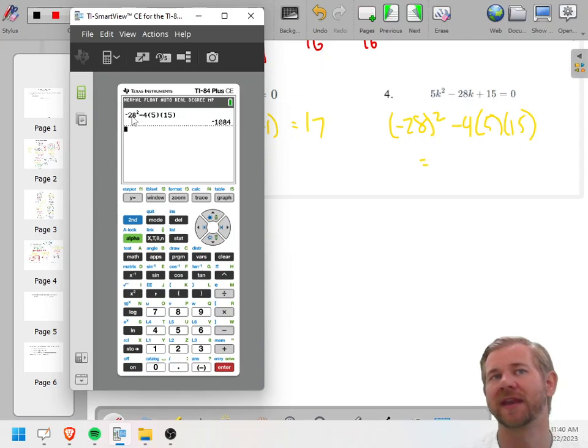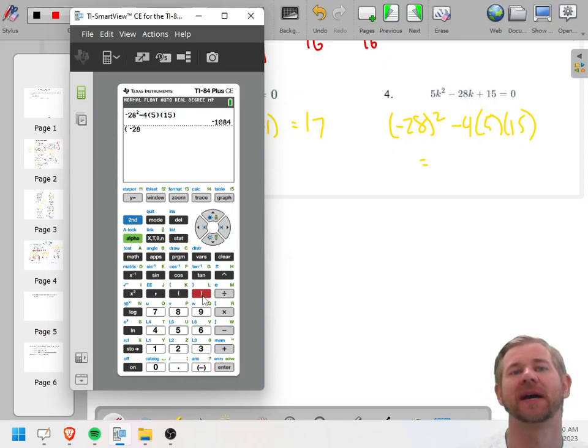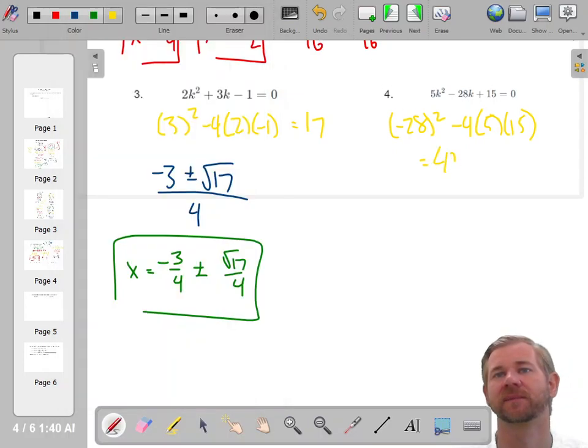You did not square the negative. What your calculator is doing right here is taking the opposite of 28 squared. You need to multiply the negative 28 times the negative 28. And if you type this in wrong, you will get it wrong. Okay, the one step can get you. The discriminant is actually 484.